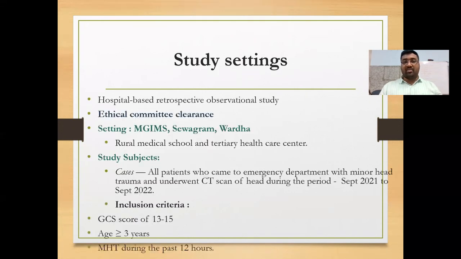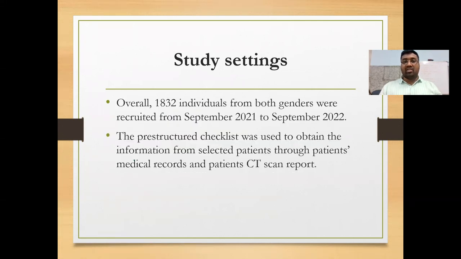Study settings. A hospital-based retrospective observational study was performed. Ethical committee clearance was taken. It was done in the setting of MGIMS Sevagram, Wardha, a rural medical school and tertiary healthcare center. Cases: all patients who came to the emergency department with minor head trauma and underwent CT scan of head during the period of September 21 to September 22. Inclusion criteria: GCS score of 13 to 15, age more than 3 years, and minor head trauma during the past 12 hours. Overall, 1832 individuals from both genders were recruited from September 21 to September 22.